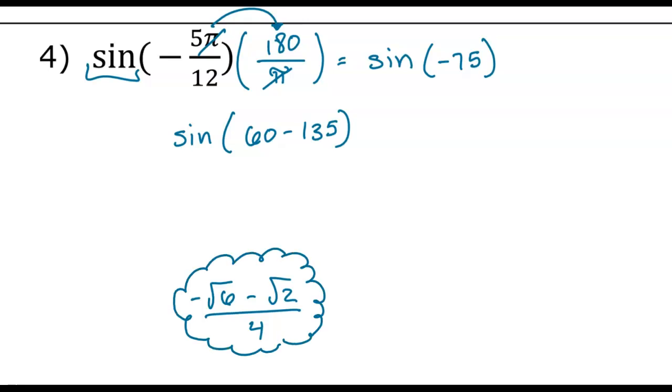You could also have gotten negative square root 2 minus square root 6 over 4. Those are the same thing. Yeah, you can. This is the same thing as this.